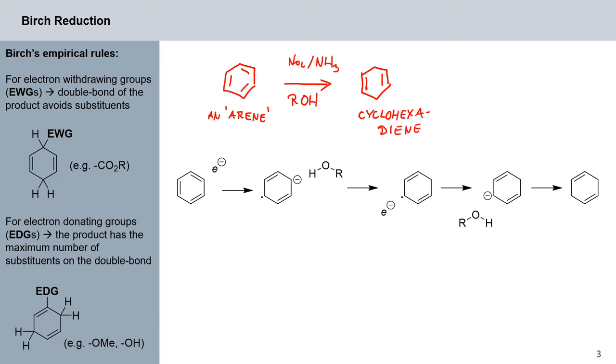So in effect, we obtain two isolated double bonds separated by these sp3 hybridized reduced carbons here. Yeah, so we have picked up one hydrogen each at both of these ends. The reaction mechanism here is again fairly straightforward.